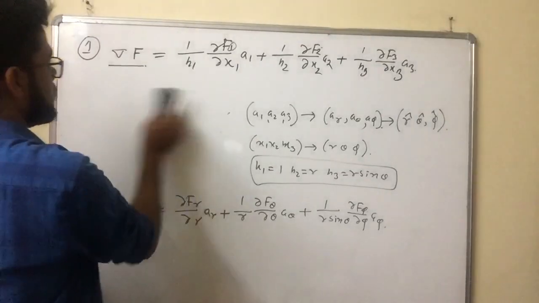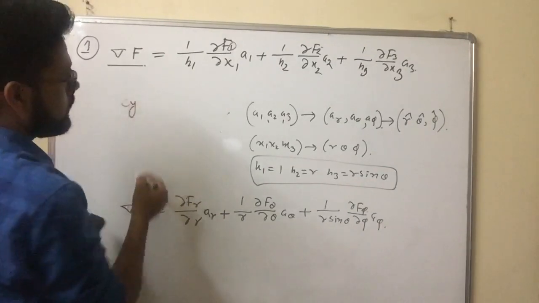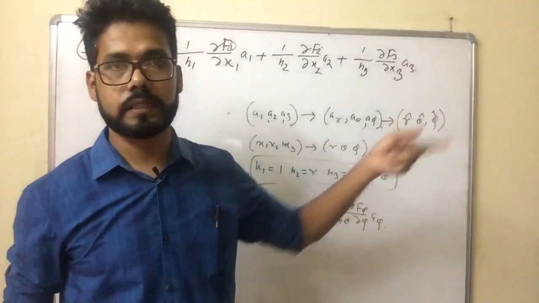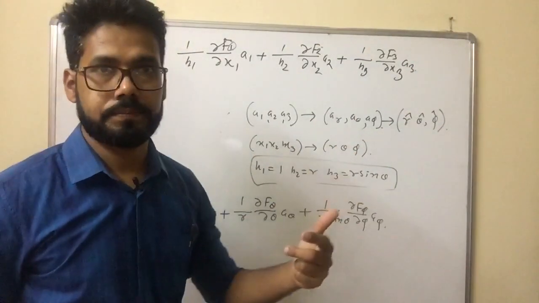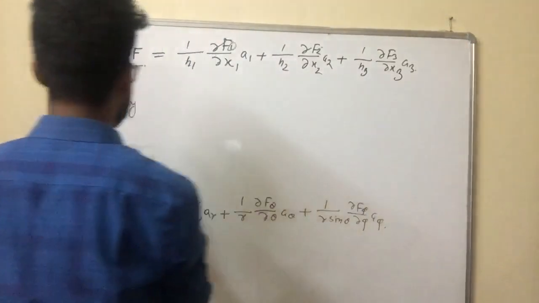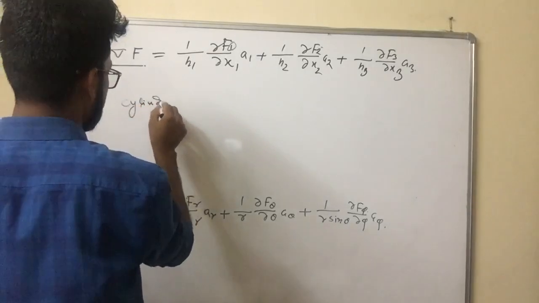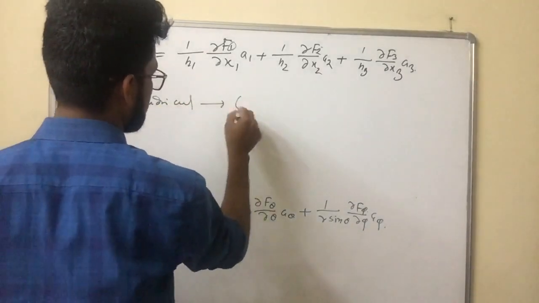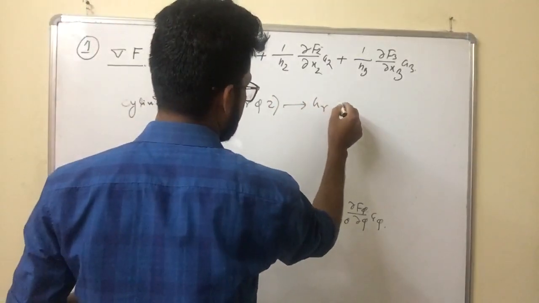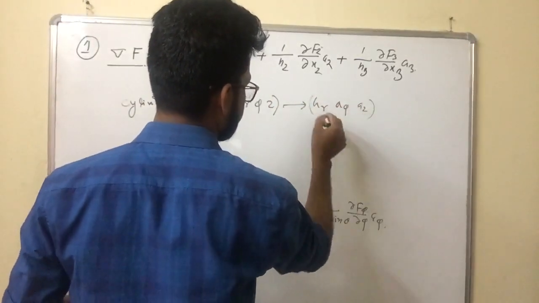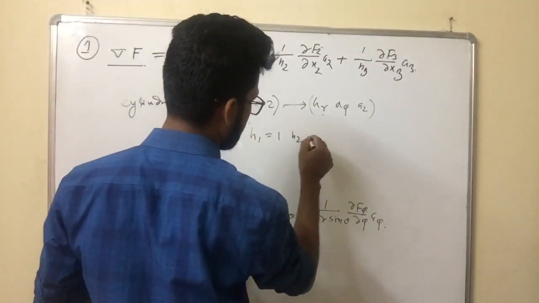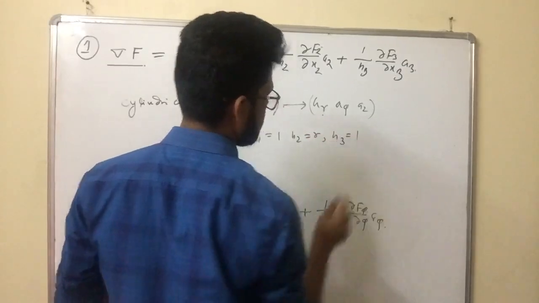So the cylindrical system, how can you represent? It is very easy. Only remember that term, the rest is only the unit vector and the coordinate system. The cylindrical system has coordinates r, phi, z. The unit vectors will be ar, a phi, az. And here h1 equals 1, h2 equals r, h3 equals 1. This is very simple.